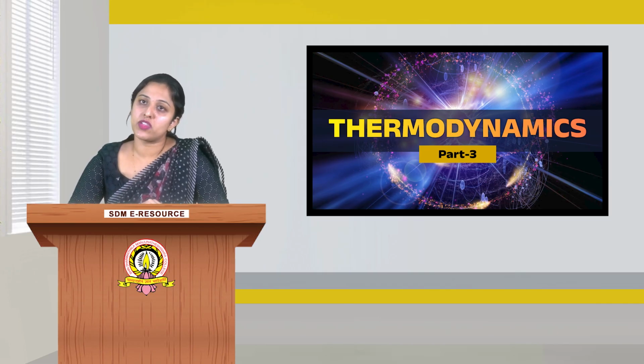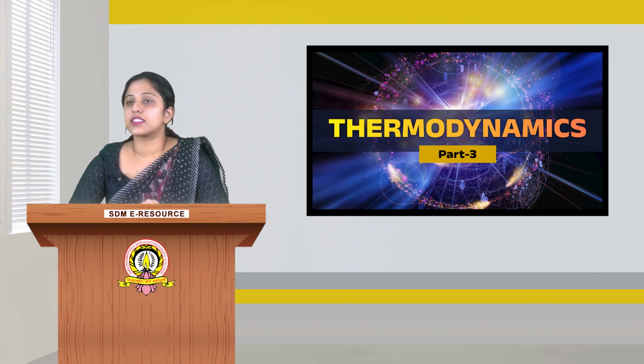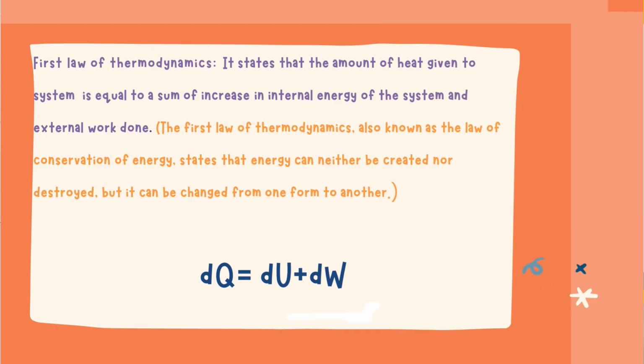Now let us discuss the first law of thermodynamics. It states that the amount of heat given to the system is equal to the sum of the increase in internal energy of the system and the external work done. The first law of thermodynamics is also known as the law of conservation of energy, because according to the law of conservation of energy, energy can neither be created nor be destroyed, but it can be changed from one form to another. So in the first law of thermodynamics, the heat supplied to the system can be used to increase its internal energy and also there will be some external work done.